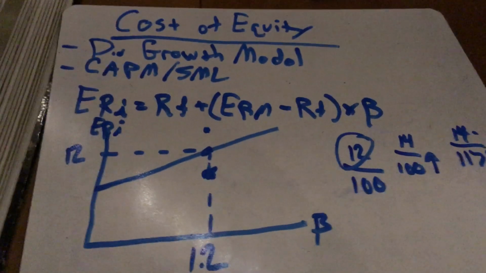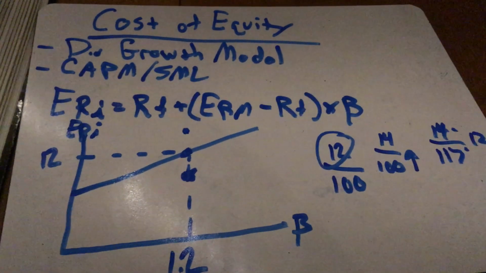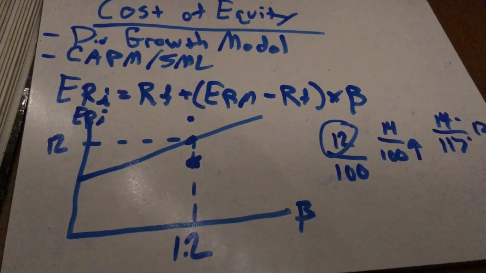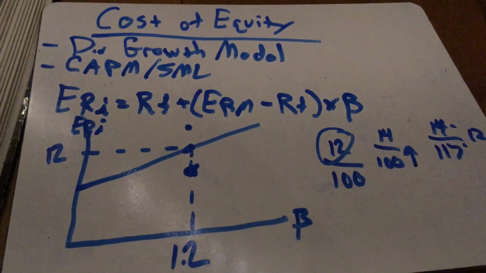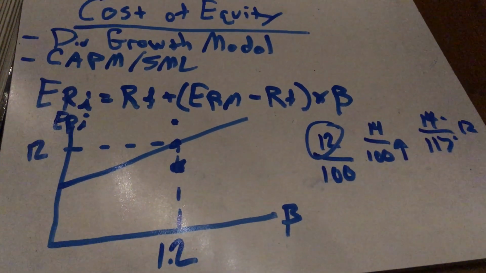So, will equity ever cost less than debt? Well, let's think about that. Which is riskier, debt or equity? If a firm goes bankrupt, who gets paid first? The shareholders. I'm sorry, the creditors get paid first, right?